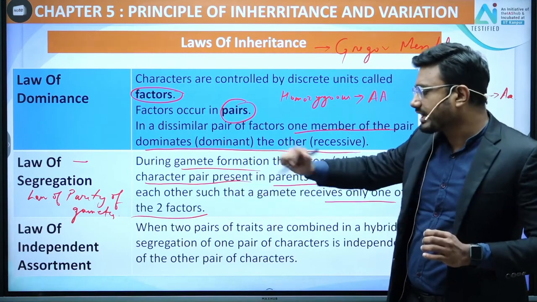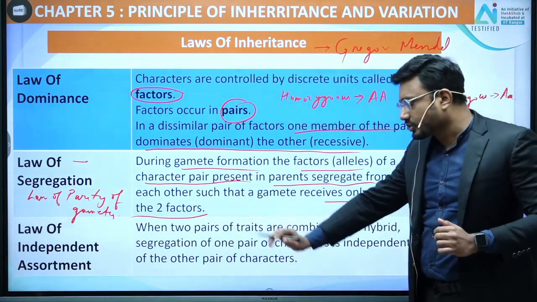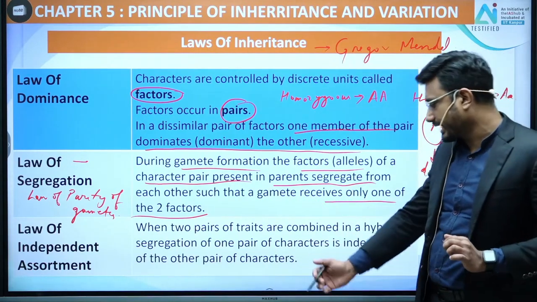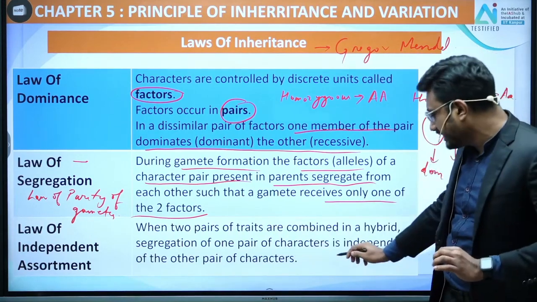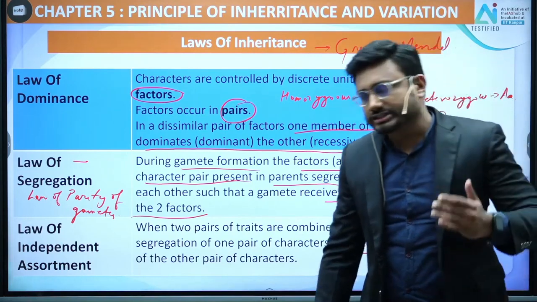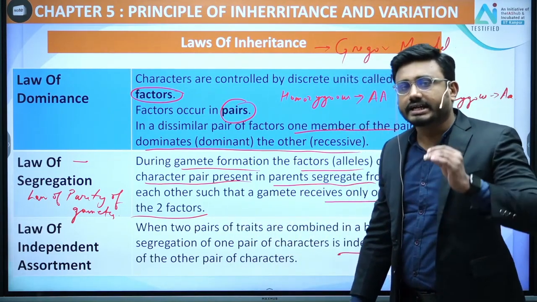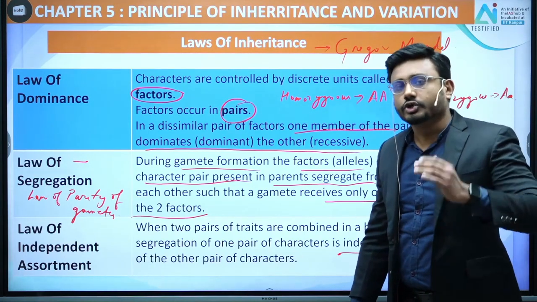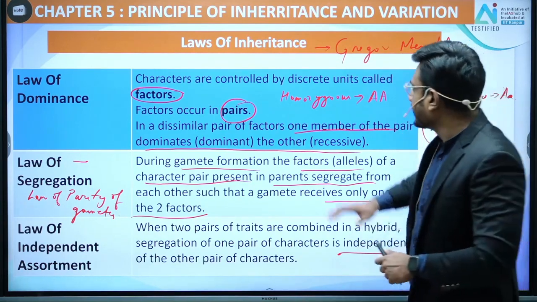The third law was the law of independent assortment, in which Mendel told that when two pairs of traits are combined in a hybrid, the segregation of one pair of characters is independent of the other pair of characters. This law of independent assortment could be proved with the help of the dihybrid cross, in which the parents had two pairs of contrasting traits. So now let us move to the next key concept.